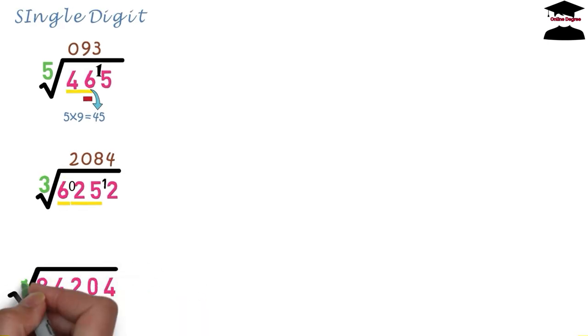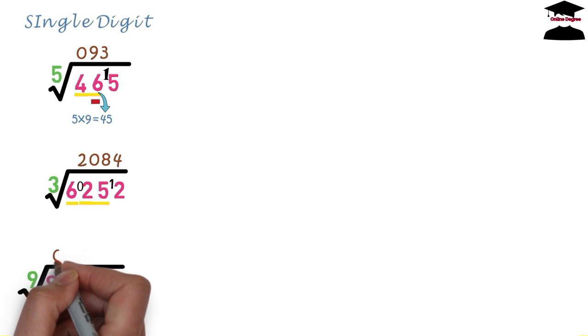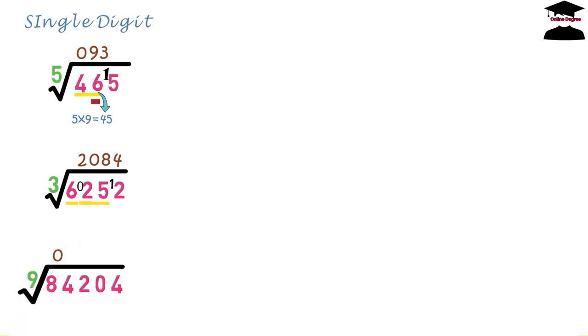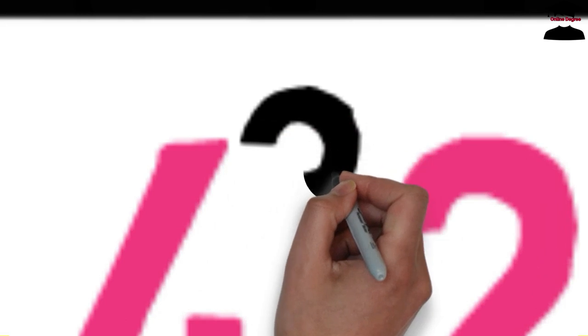Final example for single digit before we move to the double digit. Now I'm going to divide by the 9. First number 8, we know is smaller than 9. So we're going to put that 0 on the top first and then take the help of the next number 4. That's going to make 84. 9 times 9 is 81. 84 minus 81 will give you 3.